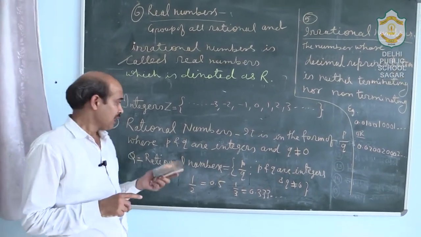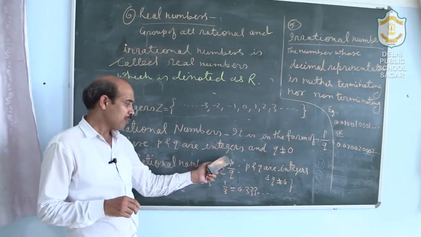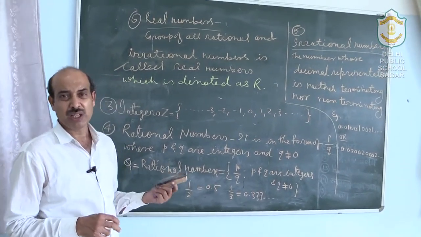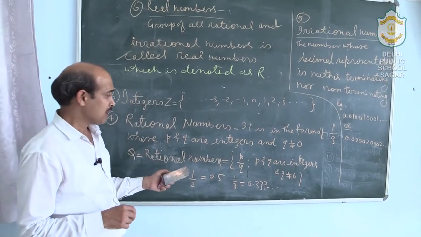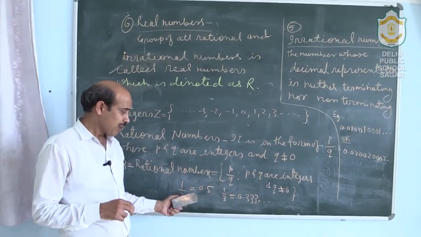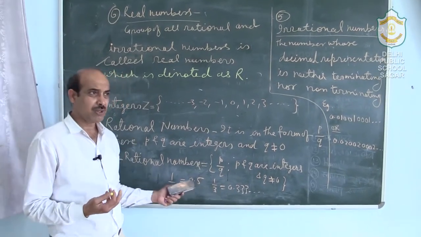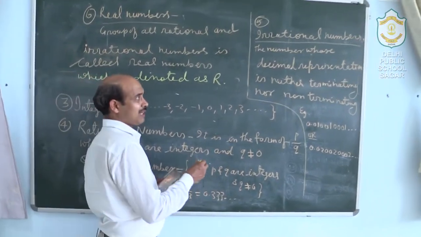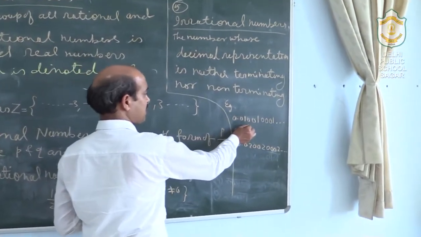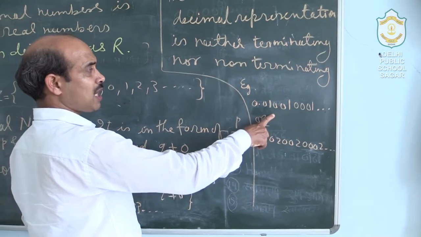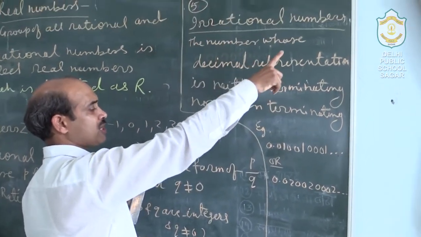integers. Then rational numbers which are in the form of P upon Q, 1 by 2, 1 by 3, 2 by 3, 3 by 5, like this, all are rational numbers. But the decimal of rational number is terminating or non-terminating. There are two possibilities. But there are certain numbers which are neither terminating nor non-terminating. This is the third type, and such types of numbers are known as irrational numbers.